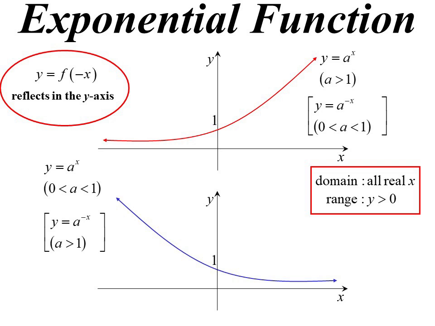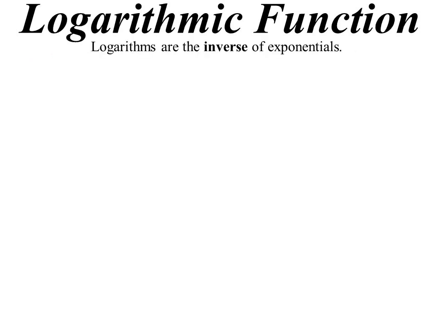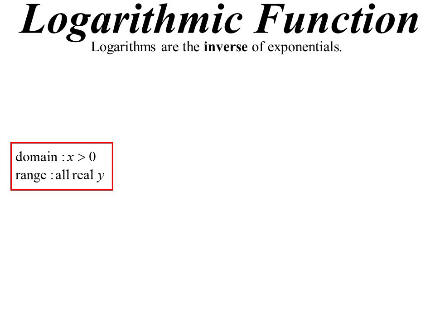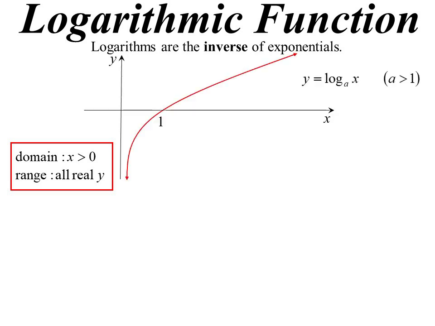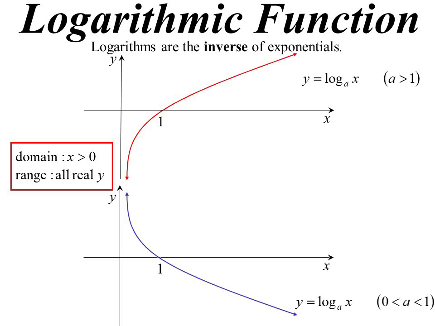Okay, what about our log function? Now, they're inverses of each other, and we saw with inverse functions, they're just reflections in the line y equals x. But therefore, the domain and range swap around, so we know the domain of our log, therefore, must be x is greater than 0, and the range must be all real y. And there's the one when the base is greater than 1, so the reflection of that curve. And there's the one where the base is in between 0 and 1.